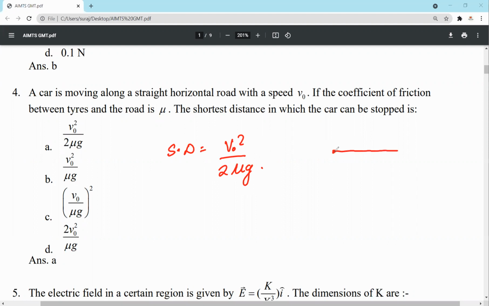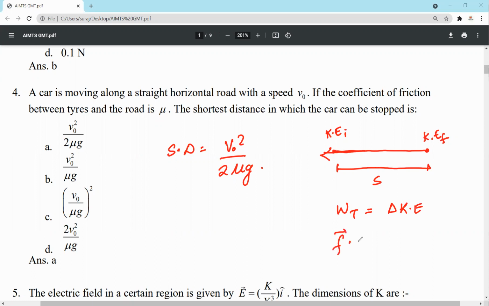You can use the work energy theorem. Initial kinetic energy will be given. This is kinetic energy initial. This is kinetic energy final. Force is friction force. This is S. So total work done equal to change in kinetic energy. Total work done is what? Work done by friction force.